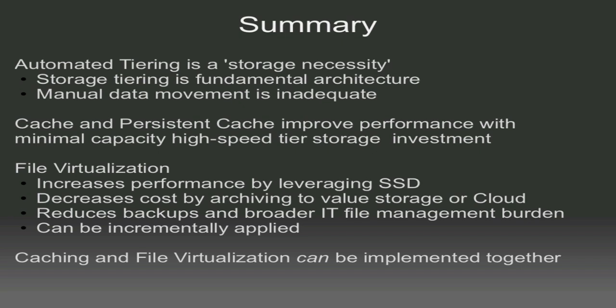Also, caching and file virtualization, they're not mutually exclusive. They can be implemented together. The caching system, as an example, could still be the front end and then work its way down and be managed through the file virtualization products. So a combination might still be the best bet in total.